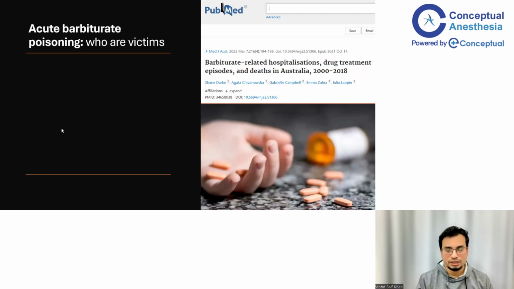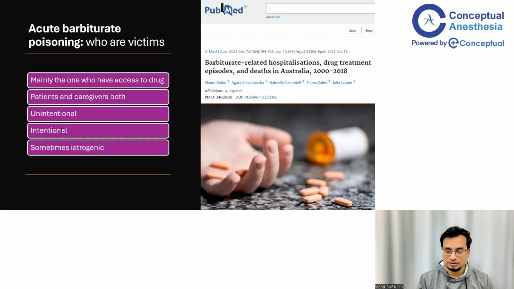So acute barbiturate poisoning occurs in patients who have, or the caregivers, even the healthcare providers also are the victims, because they all have one common thing. And what is that? That is access to the drugs. If you have access to the drug, you have plenty of that, then you are a victim. So mainly the patients as well as caregivers, the people who have access. And it can occur intentionally or unintentionally also.